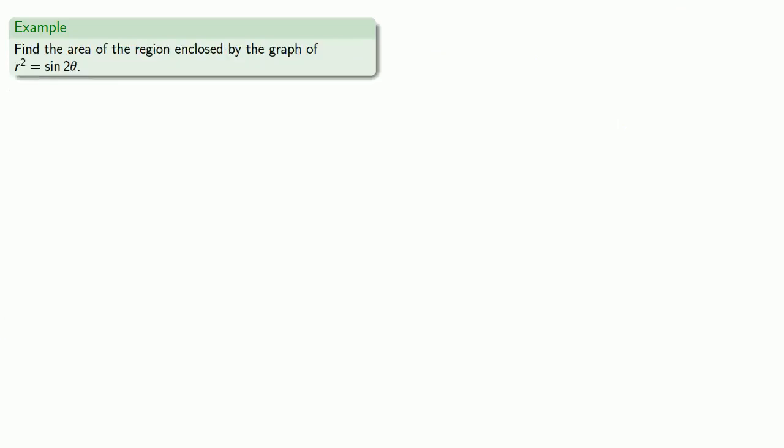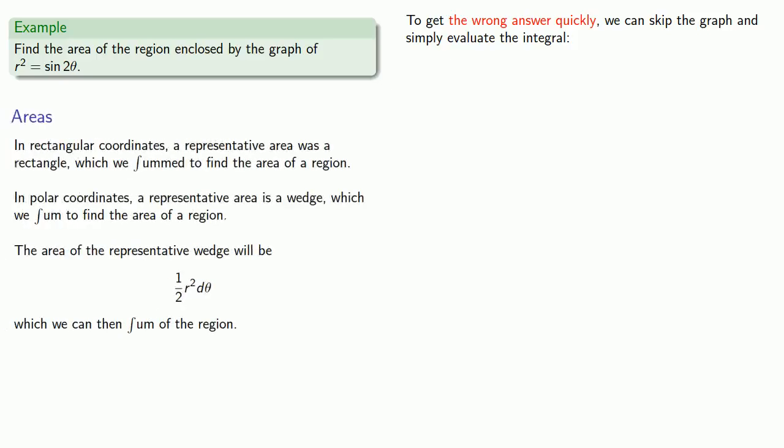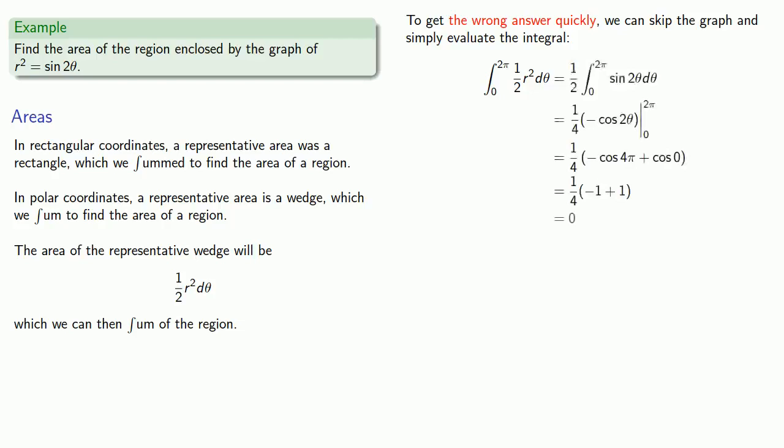So now we know that our formula works in a situation where we know the answer. Let's apply it to a situation where we don't know the answer, and find the area of the region enclosed by the graph of r squared equals sine of 2 theta. To get the wrong answer quickly, we can skip the graph and simply evaluate the integral. I know that I'm going to be evaluating 1/2 r squared d theta over the region between 0 and 2 pi, so I'll drop that into my integral and evaluate it. And we get the answer of 0, which we happily circle and say this is the area of the region.